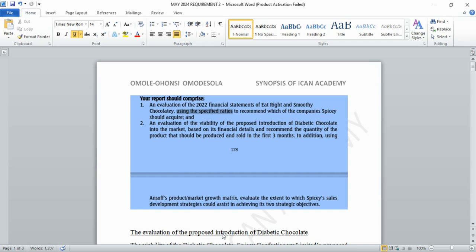Today we're continuing the classes we've been having, and we're going to be talking more about the May 2024 diet that's just concluded, the ICAN Case Study diet. In our first class, we looked at the question, the pre-seen and the unseen, and we scanned through it together. In the second class, we looked at requirement one.